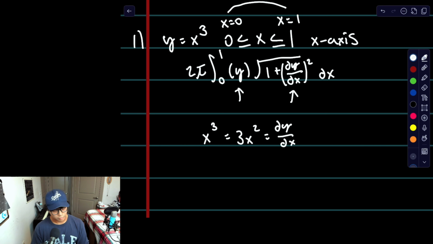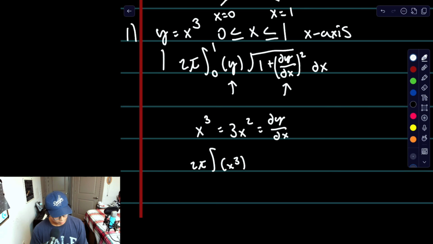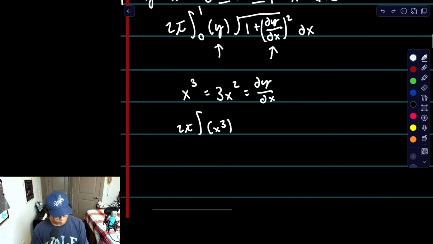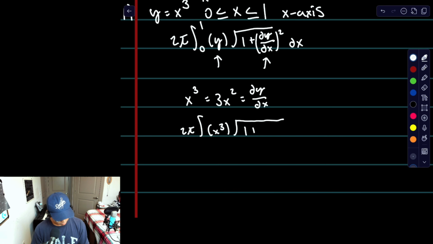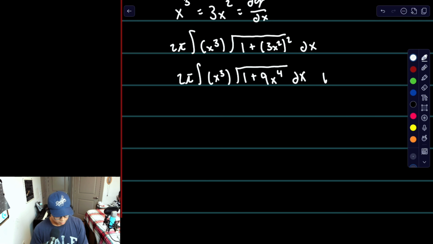So now we have all of the things we need to plug into this formula, which becomes 2 pi times the integral of x cubed, which I got from this equation because y equals x cubed. So I just substituted in, which also puts all of our terms in x, so it works perfectly, times the square root of 1 plus (3x squared) squared dx. Now from here, we could just simplify the inside of the square root, which becomes 1 plus 9x to the fourth, which becomes a simple u substitution.